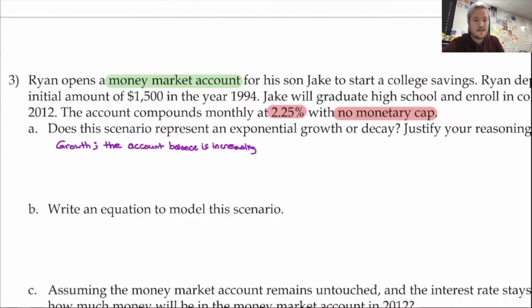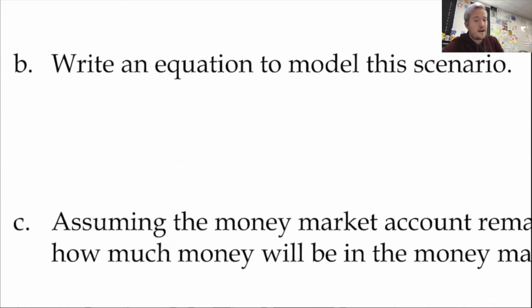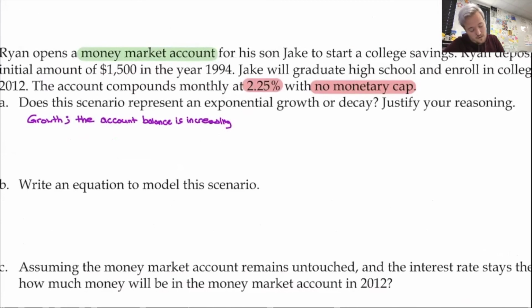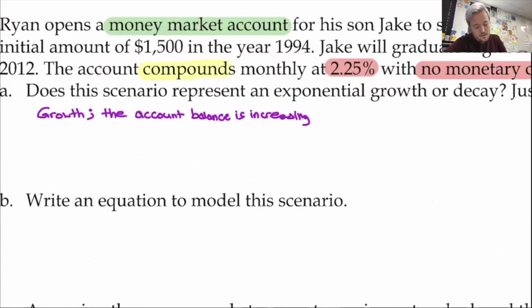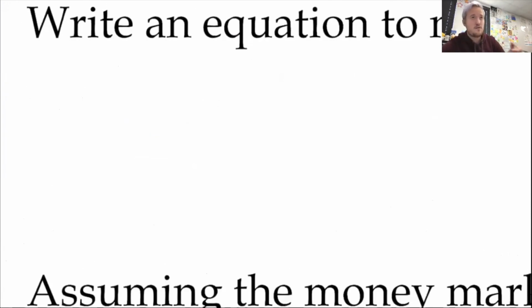So the account balance is increasing. All right, so now we want to model this situation with an equation. You have to be careful how you write this, because the really extremely important part in this problem is that it compounds monthly. That's the important part. If I want to find it after a certain amount of years, then there's a certain equation. But if you want to find the account balance in a certain amount of months, that's a different equation. But they are similar.